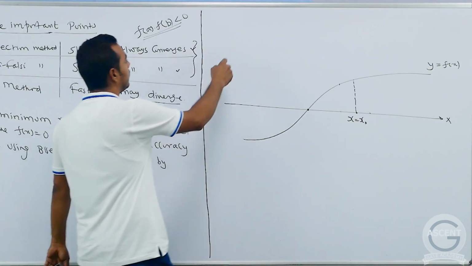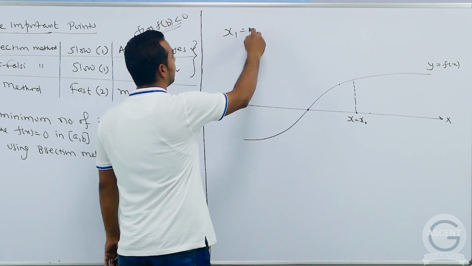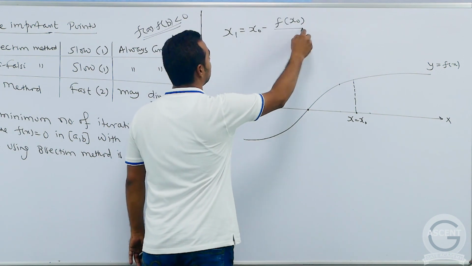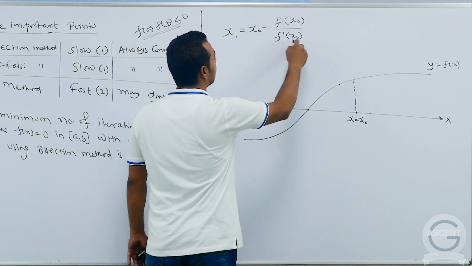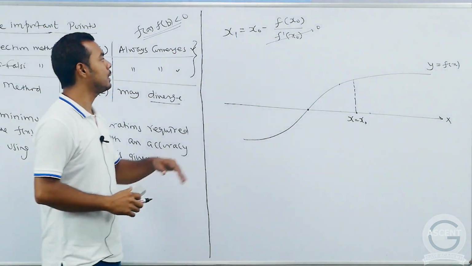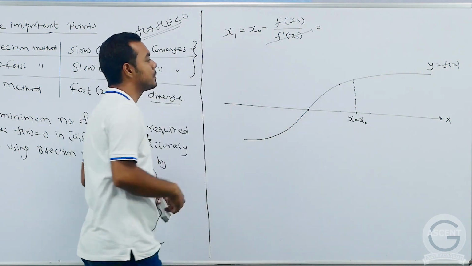For example, one case you can easily see is that the formula for x1 was x naught minus f of x naught divided by f dash x naught. Now suppose this f dash x naught is 0, then what will happen? Then this method will fail. We will not get the actual root using this Newton-Raphson method.